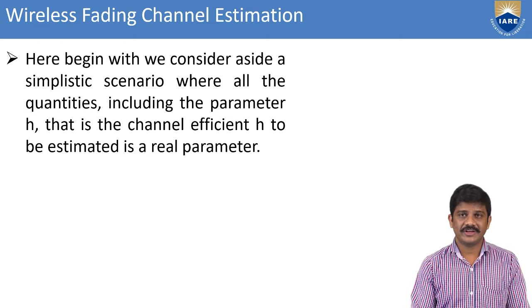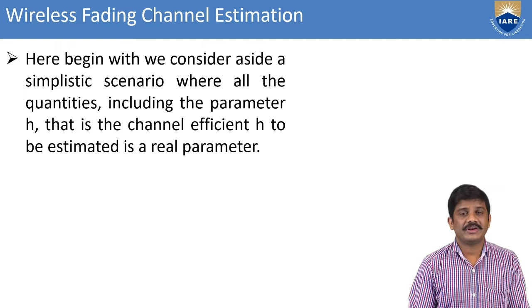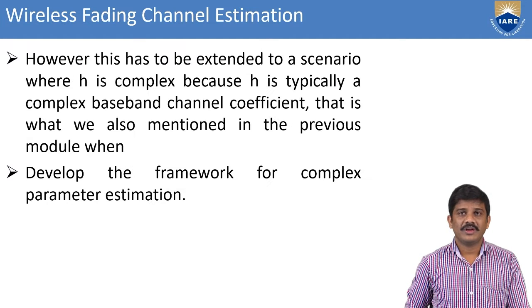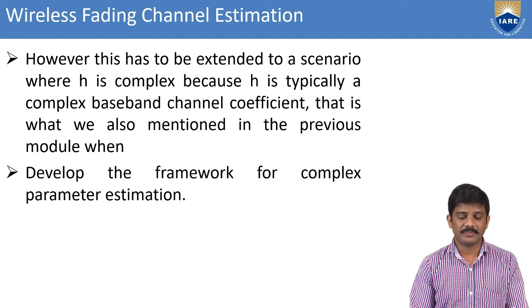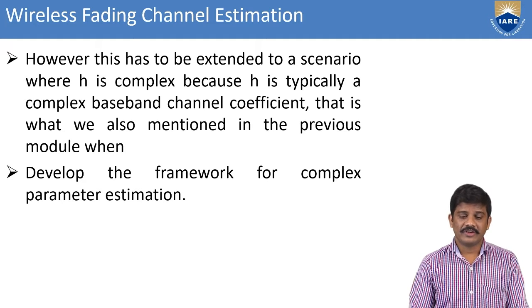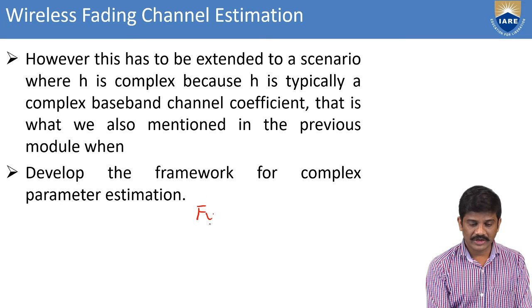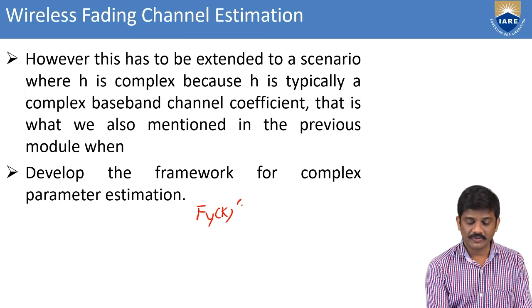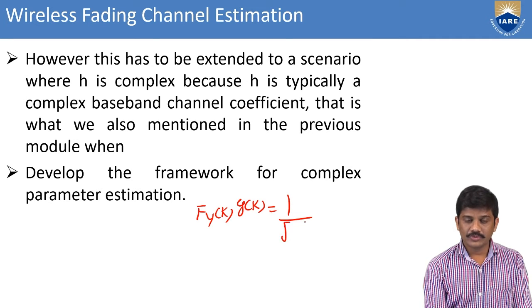Here we consider the simplest scenario, where the channel coefficient H is estimated as a real parameter. Coming to developing the framework, we take complex parameter estimation. We can also find f of y of k, and y of k equals 1 over the square root of 2 pi sigma square.